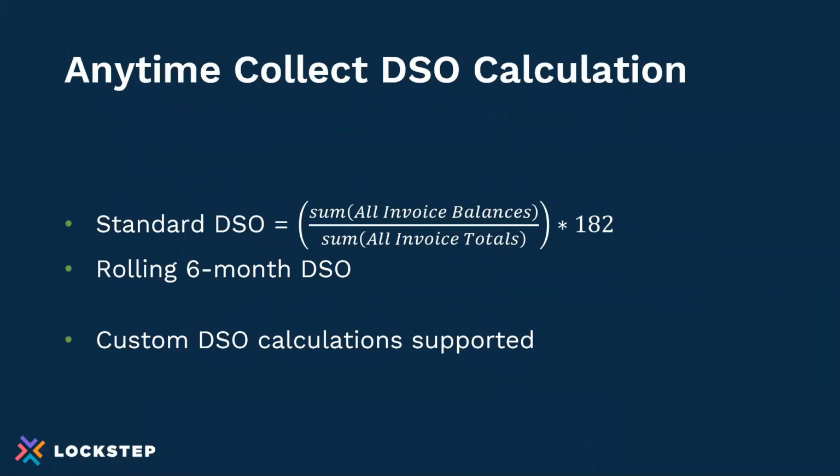Oftentimes, an AR team has to manually calculate their DSOs. Anytime Collect automates that calculation. The calculation we use is a standard DSO calculation, where it looks at the current receivables divided by the total credit sales in a period of time. We use a rolling 6 months for that DSO calculation. But we also know that some business models require custom DSO calculations, so we support the ability to implement custom DSO within the system.